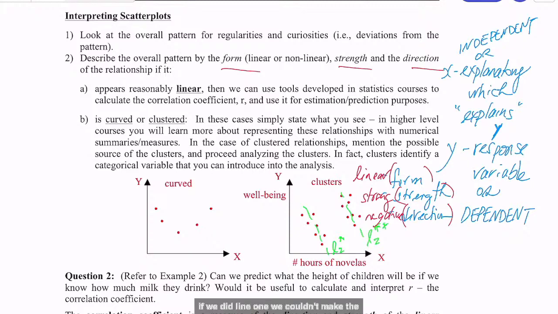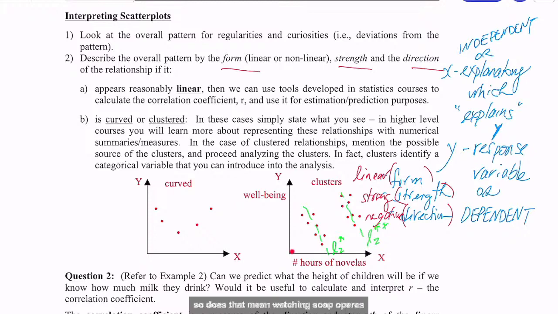If we did line 1, we could make the line, but it wouldn't be very good, and it doesn't hit many of the points. And anyway, it's not very representative, and it won't be good for prediction. So we go for line 2. So what is it saying? It's saying the more hours of soap operas are watched, the less happy, less content the individuals are, with a lower rating of well-being.